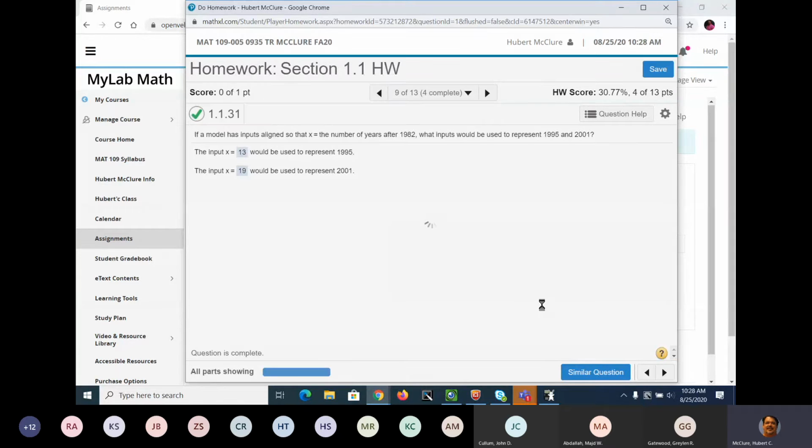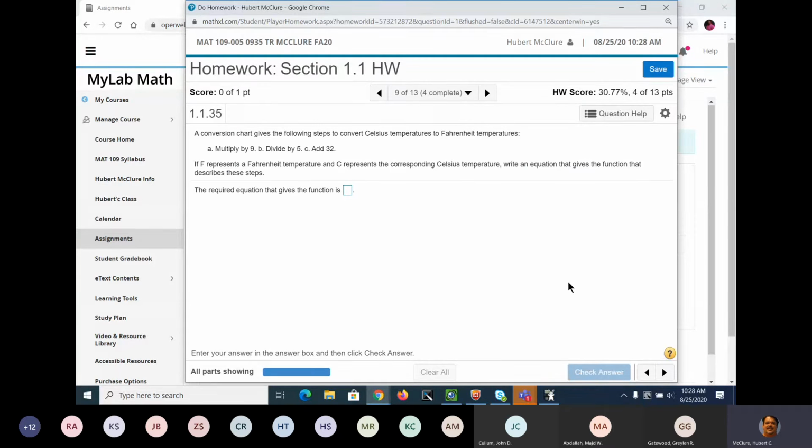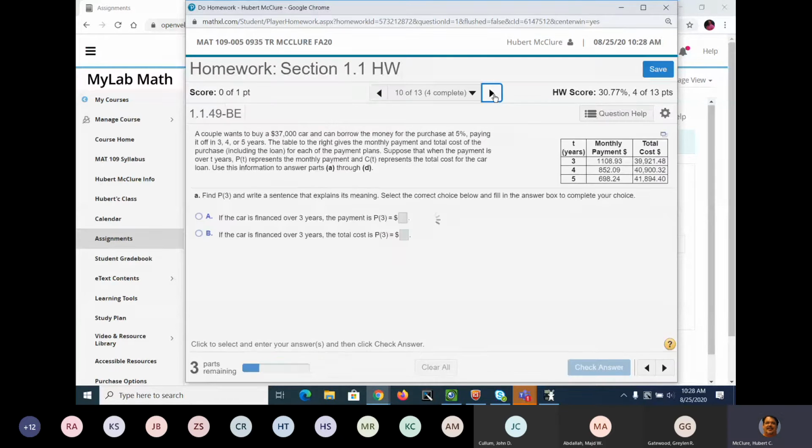Okay, conversion chart of the following. I'm going to move on to the next one because I'm trying to find some algebra. So far, I haven't found any. Total, thank y'all. That's monthly payments. That's adding up what he paid for the car.